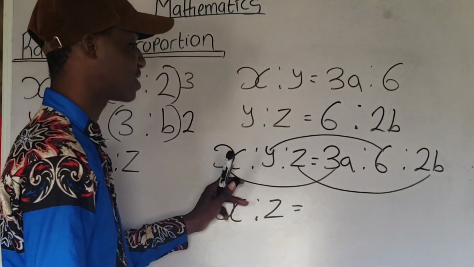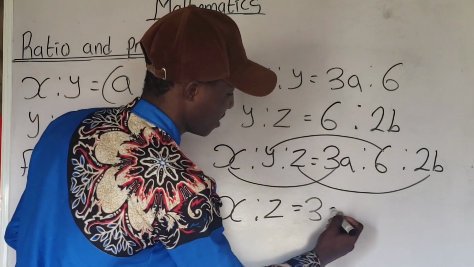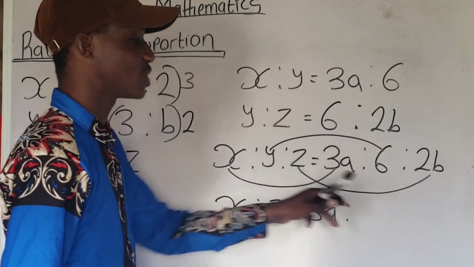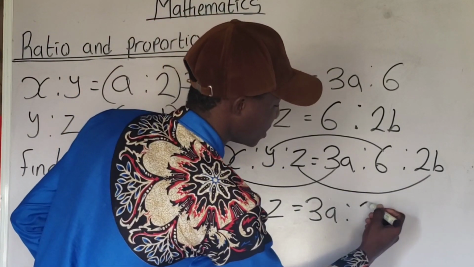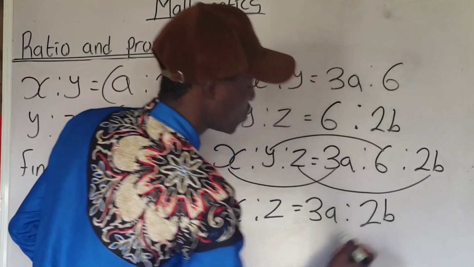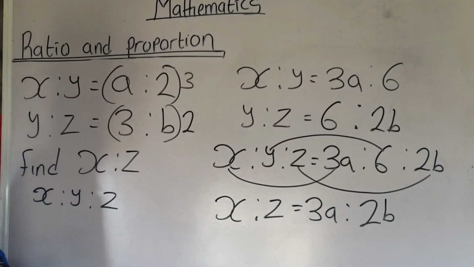You understand? Now, x ratio z: x is what? 3a. Z now is what? 2b. So x ratio z is 3a ratio 2b. Do you understand? That's how to solve the question, okay?